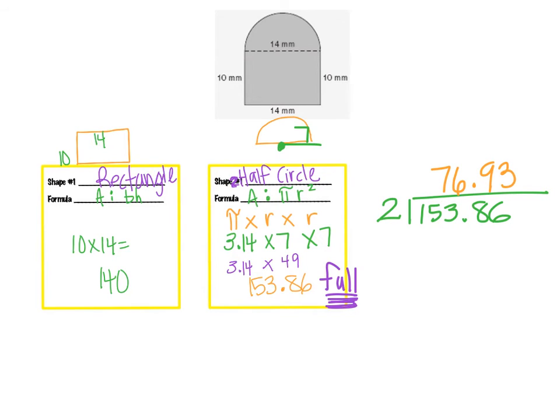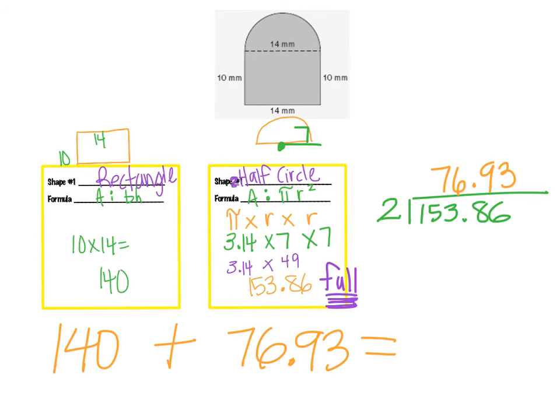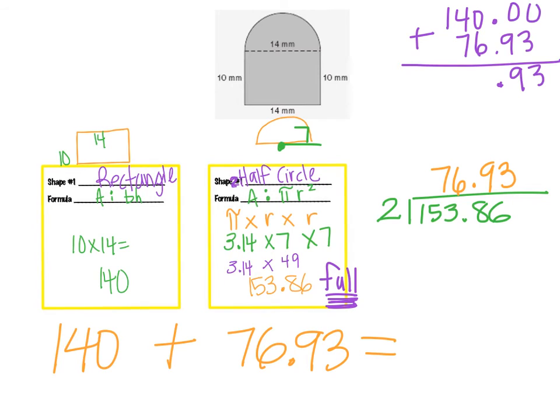76.93. So the semicircle, that's a math term for half a circle, semicircle is 76.93. And the rectangle we said was 140. We're going to add those together. And the total that you get, I'll put it up here so you can see, 140 plus 76.93. And 140 was a whole number, so if you like to put a decimal and add in some zeros, that's awesome, because when you add, you do need to line those decimals up.